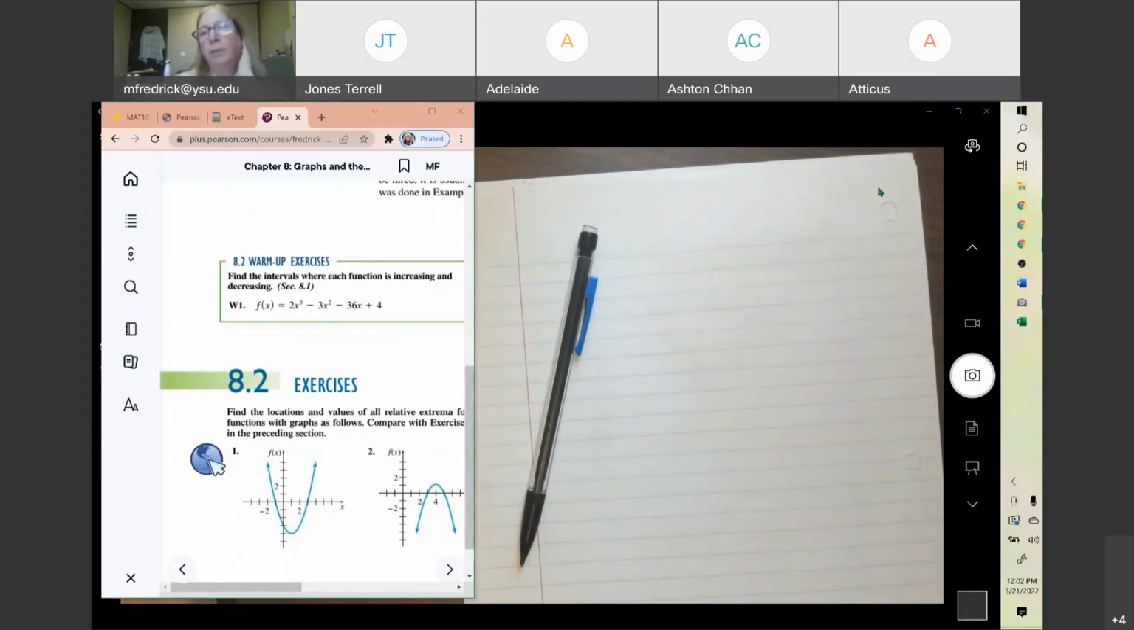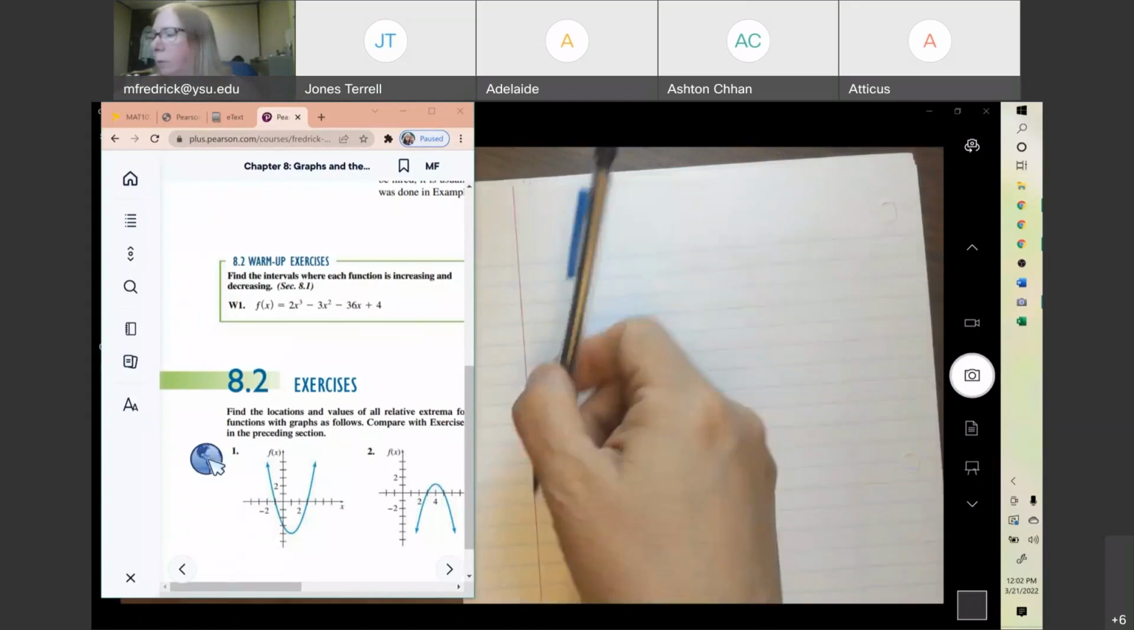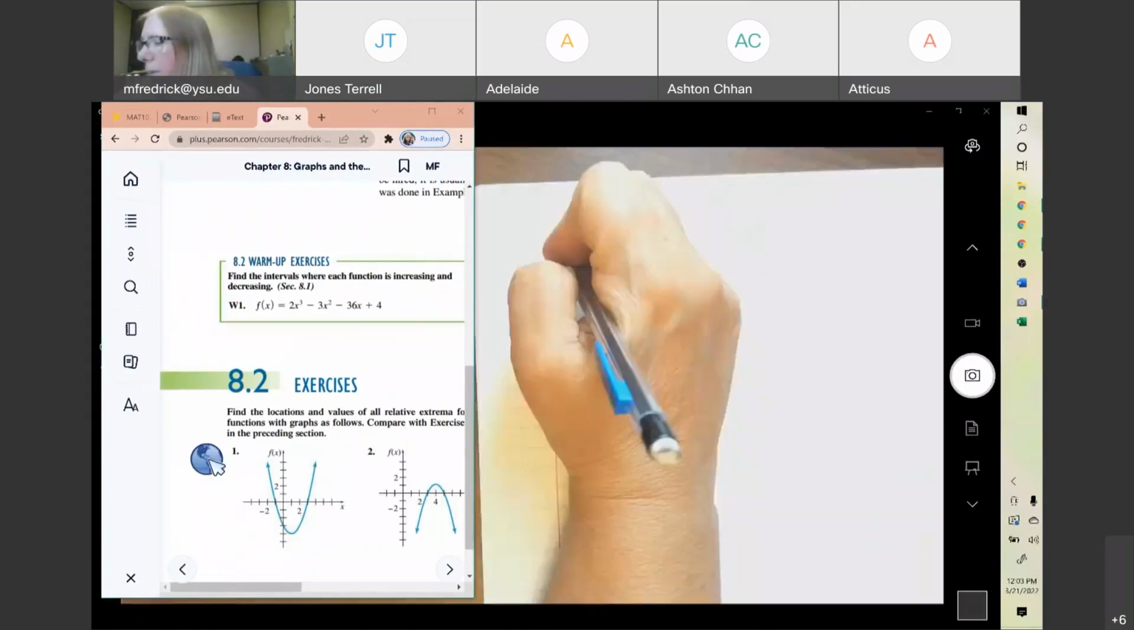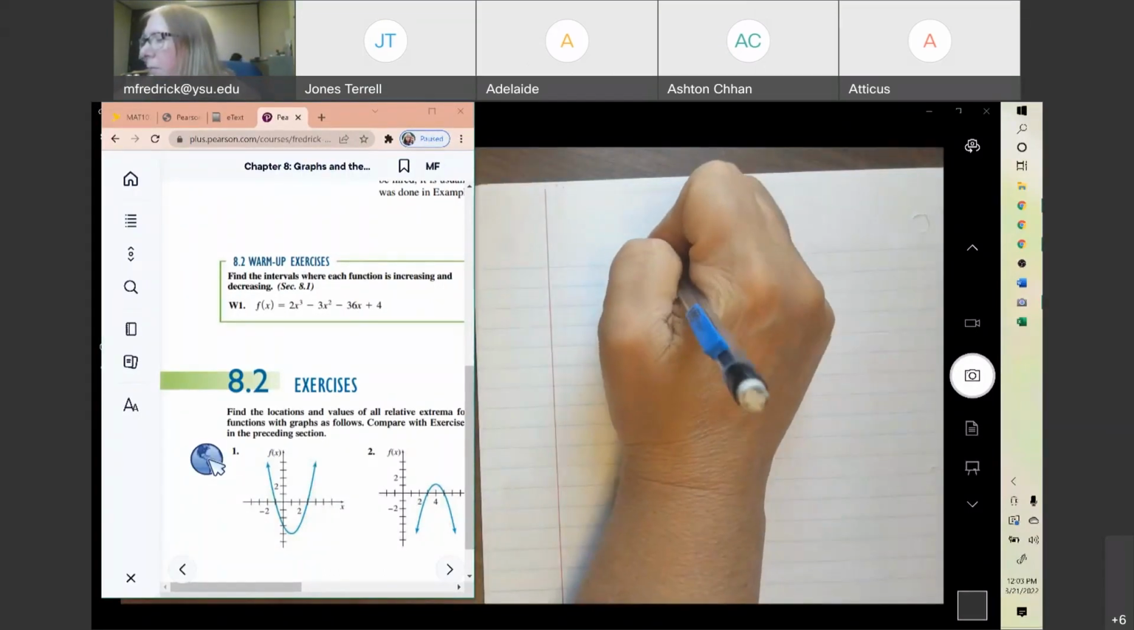Okay, 8.2 deals with critical numbers and relative max and mins. So I'm going to give you a couple definitions first. So the first one is a critical number. And I talked a little bit about it when we were using it in earlier sections, but I didn't actually give you a definition.